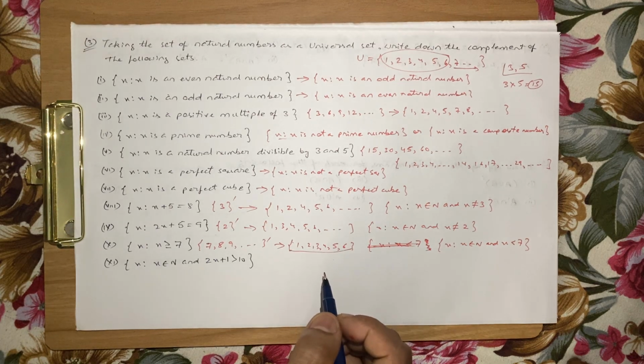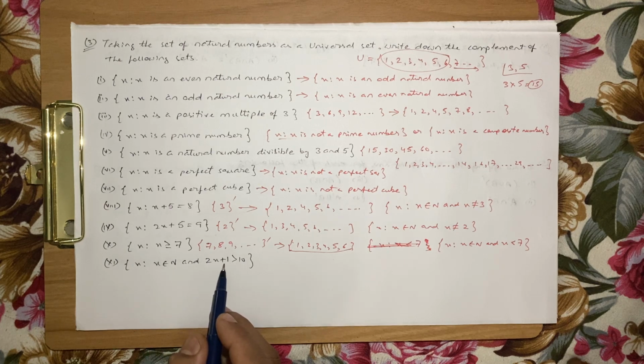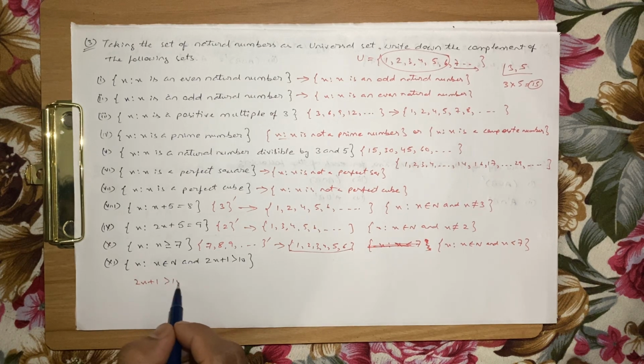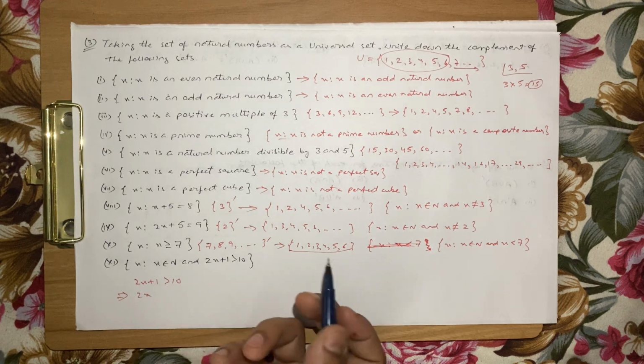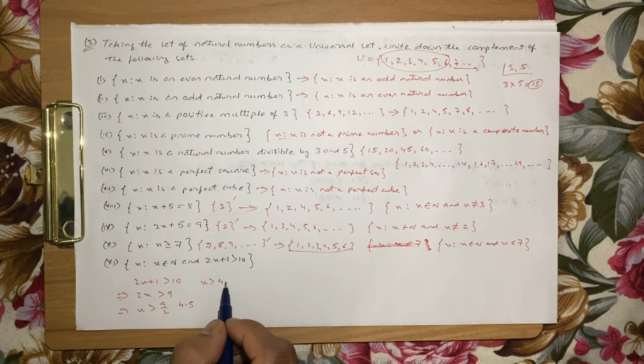Okay, now here it says X such that X belongs to natural numbers and 2x plus 1 is greater than 10. Okay, this is the equation once again. 2x plus 1 is greater than 10. Try to solve this. 2x, take the 1 on the other side, will give you 10 minus 1 because it's plus 1 here, so it will give you 9. So x is greater than 9 by 2. 9 by 2 is what? 4.5. Means x is greater than 4.5.